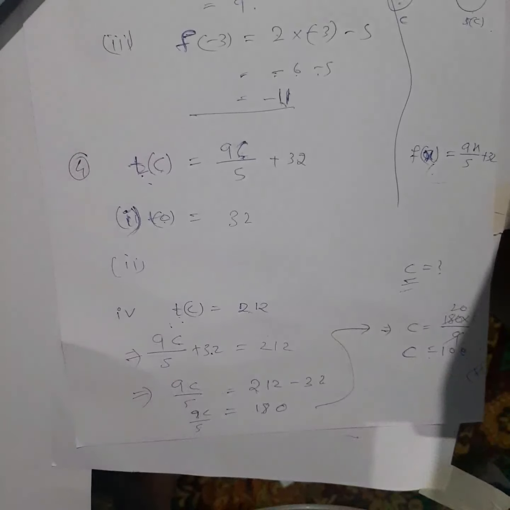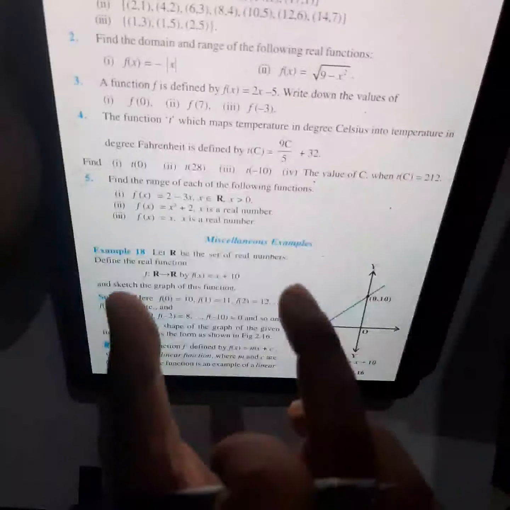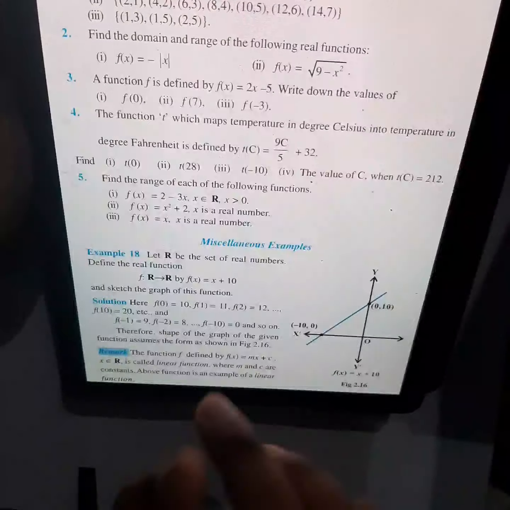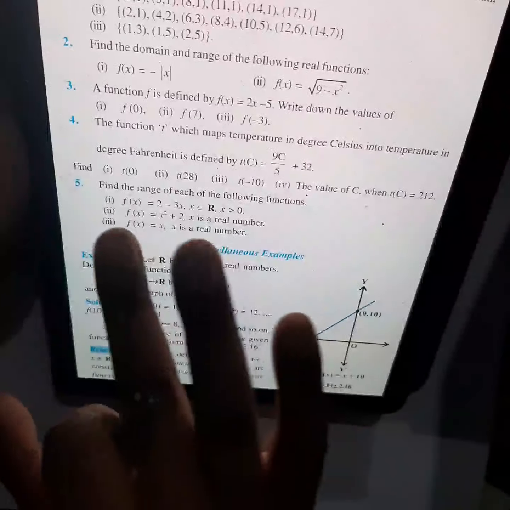That's it. Now this was a very simple question. Okay, now the main question is question number 5, which is also simple. I'm telling you that mostly in the exam they used to ask questions from the miscellaneous. So you need to practice miscellaneous also. I will show you those questions as well.